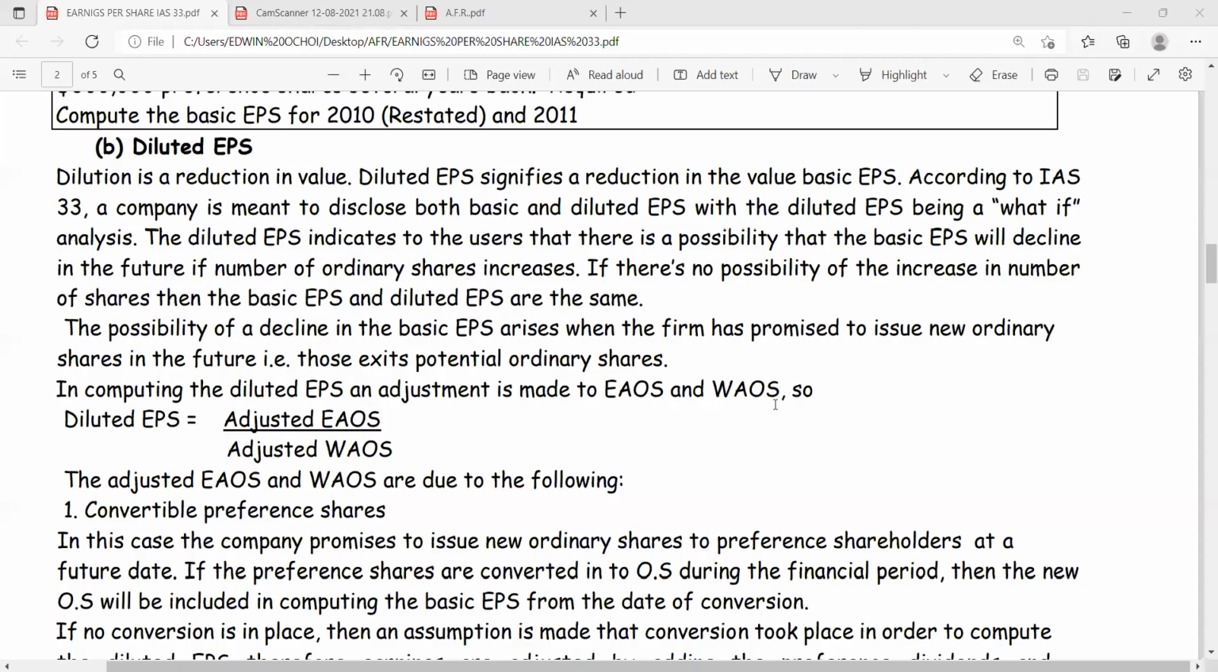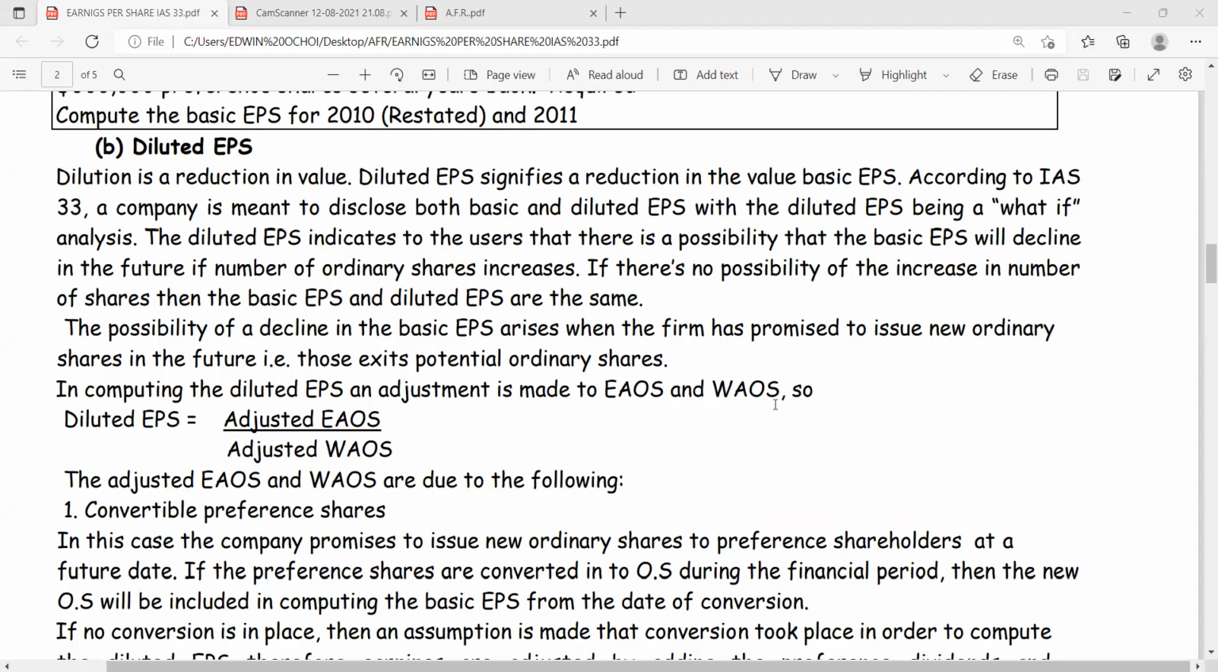From the word dilution, when we talk about diluted earnings per share, the diluted EPS is a reduction in value. When something is diluted, it decreases in value. So what is decreasing? That is what we need to know. Diluted EPS signifies a reduction in the value of basic EPS. The diluted earnings per share shows that there will be a reduction in basic EPS.